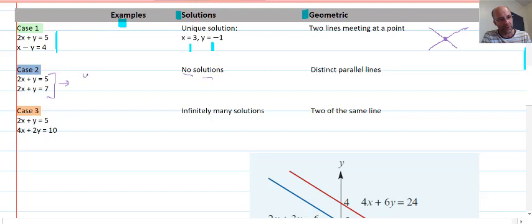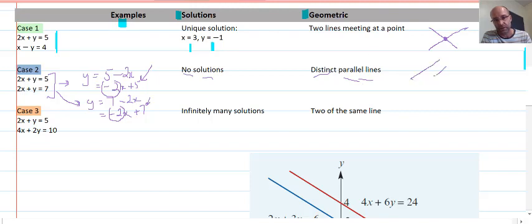So you would have y equals 5 minus 2x, or negative 2x plus 5, versus y equals 7 minus 2x, or negative 2x plus 7. And you can see that they've got the same gradient of -2 in this case, with a different y-intercept, and hence those are distinct parallel lines, and so there's no intersection, so there is no solution in that case. So that's case number 2.